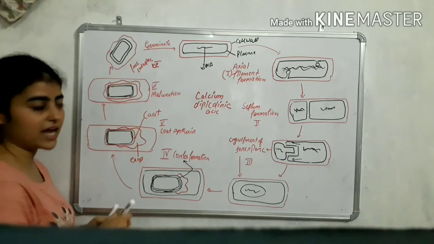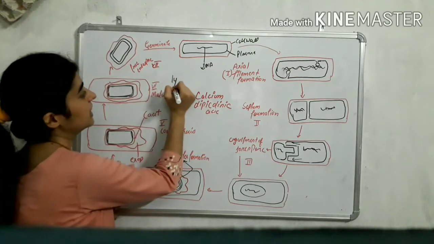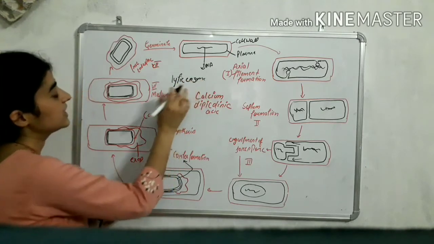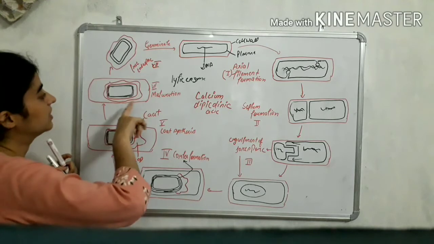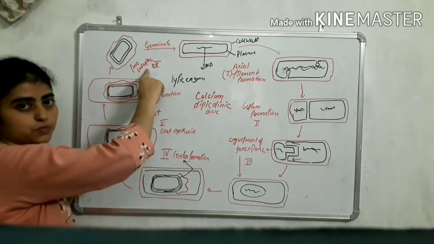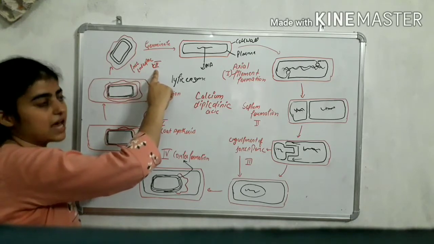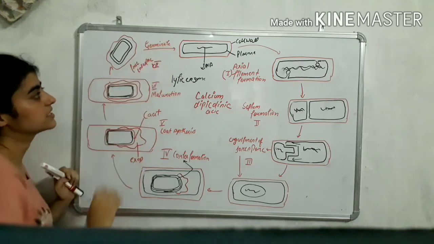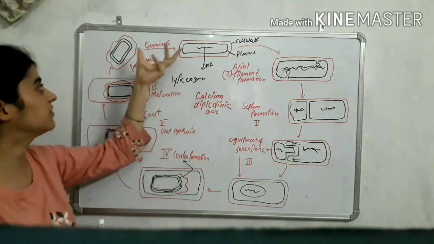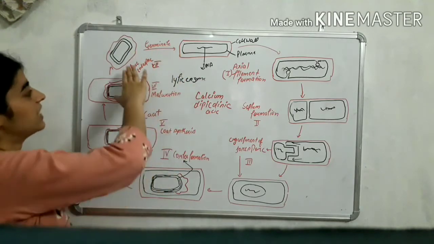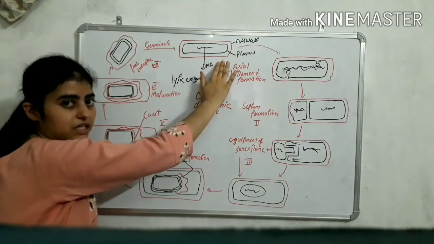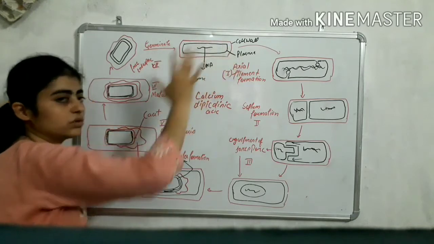The lytic enzymes that are present in the sporangium will digest the sporangium and release the free endospore. Okay, this is our stage 7 in which the endospore is released. Now, whenever the favorable conditions arrive, what will happen? This endospore will again convert into a vegetative cell.